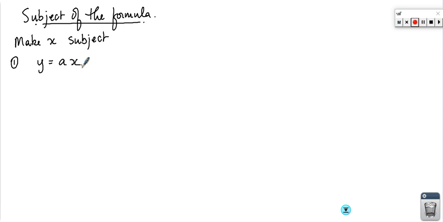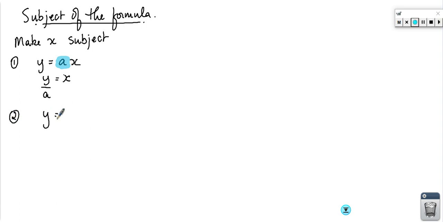So I decide that I need to remove the a, which is being multiplied by x. So the operation is multiplication. If I remove a, I have to inverse that operation, and the inverse of multiplication is division. So x is equal to y all over a, and that's the result. That's a one-step problem.